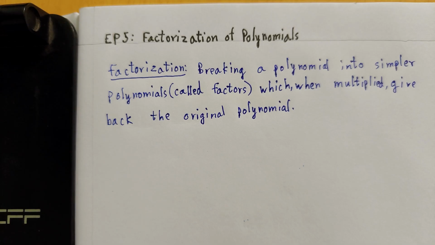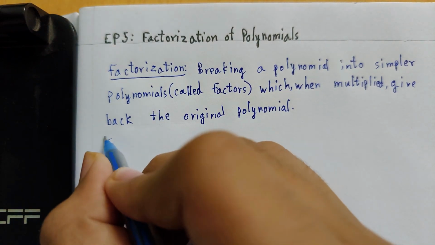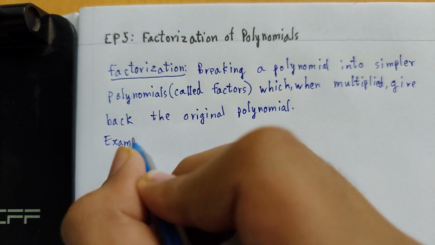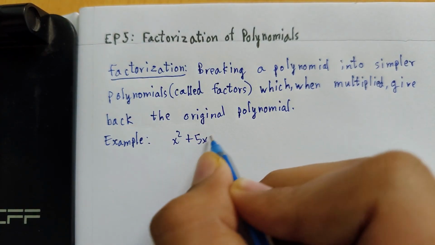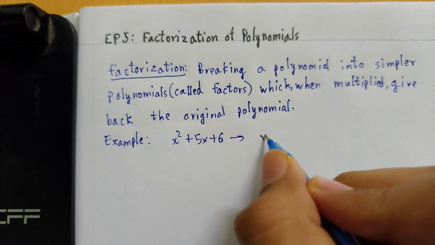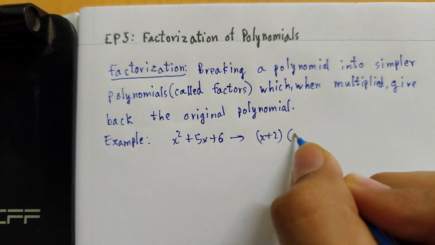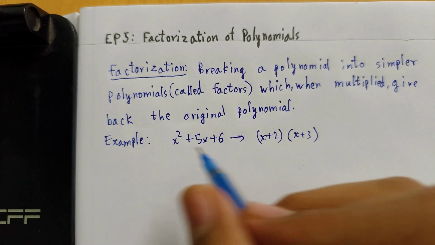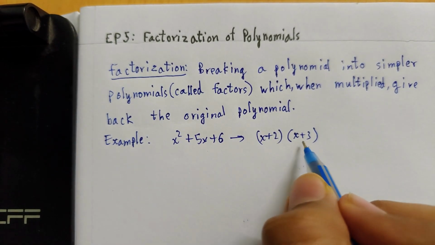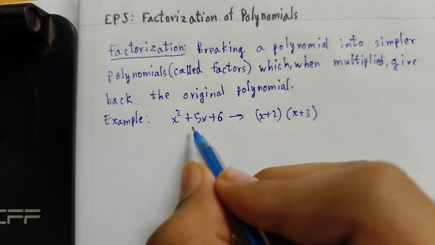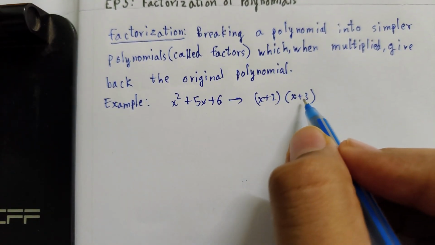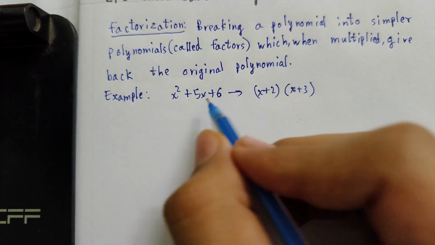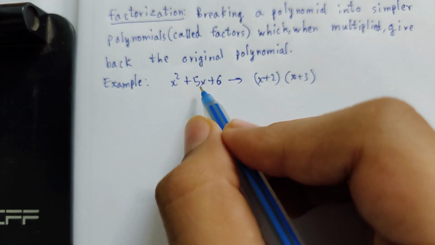If I explain the examples, then you will understand it. Now let's go into the examples. x square plus 5x plus 6 can be written as (x plus 2) into (x plus 3). Here x multiplied with x, plus x multiplied by 3, plus 2 multiplied by x, plus 2 multiplied by 3. If we calculate this, we get the original polynomial.